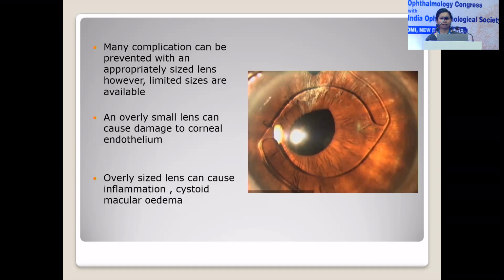Most of the complications of ACIOL can be prevented with an appropriately sized lens, but the problem is that only limited sizes of ACIOLs are available. An oversized lens can cause damage to the angle, may form peripheral anterior synechia, and can cause more inflammation, while a small lens, which is more mobile, can cause damage to the corneal endothelium. These lenses are also slightly closer to the cornea, so the risk of corneal decompensation is also very high.